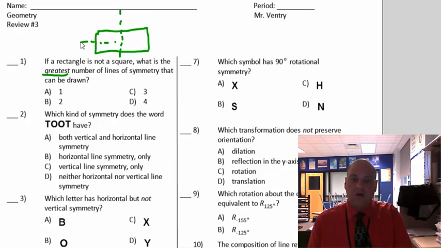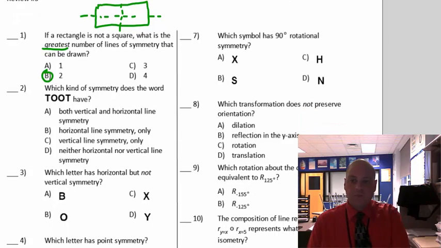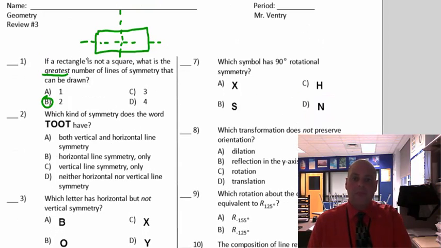We have 1 right there, and you cannot draw the diagonal symmetry, because when you fold along that line, it will not land on itself. So it's only 2. If you had a square, then you could do the diagonals and you'd have 4. So again, a square would be 4.